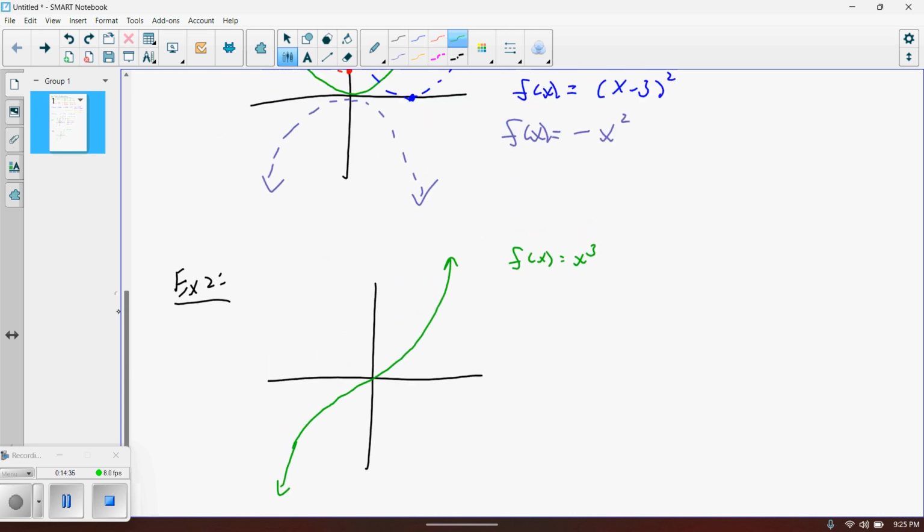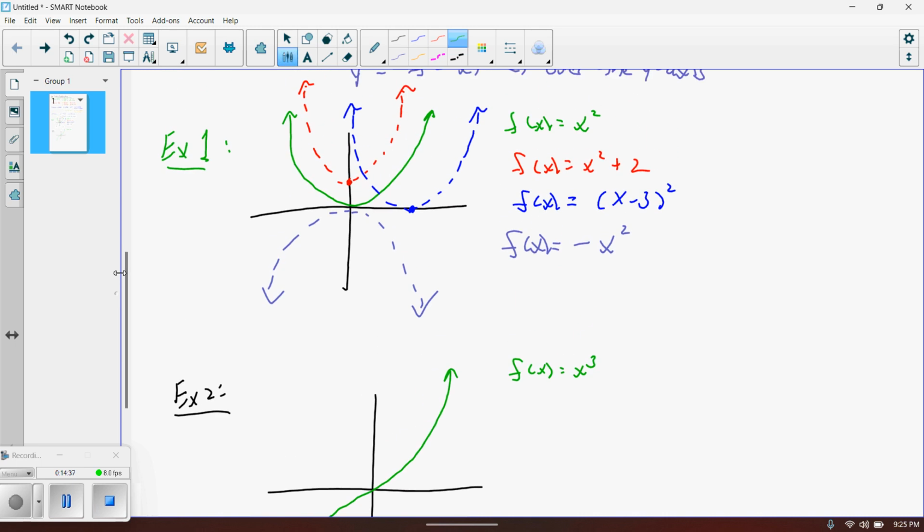Let's go back up here real quick. The domain, of course, being all of the x values. The domain of all polynomials is always going to be all real numbers. So from -infinity to infinity. Just write that real quick over here. The domain is -infinity to infinity.